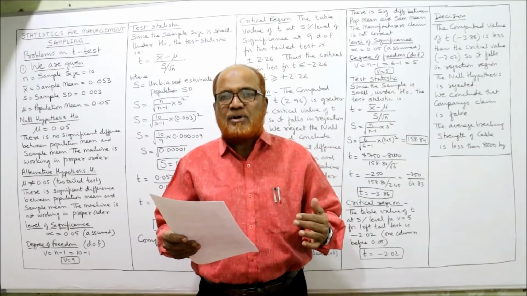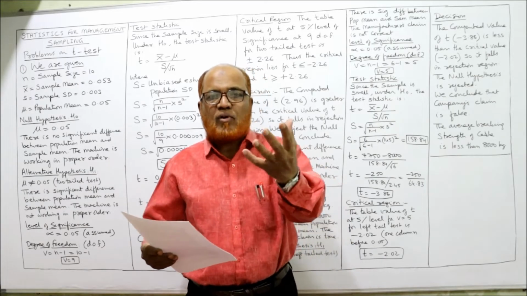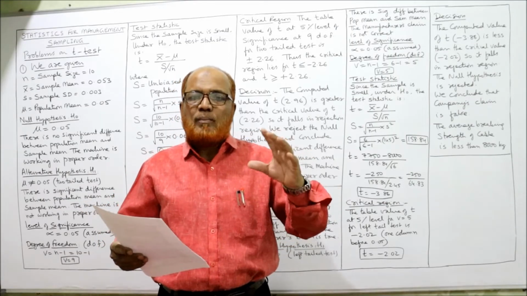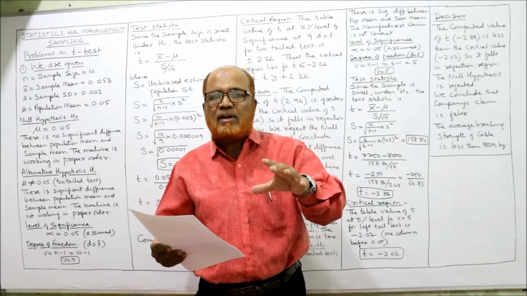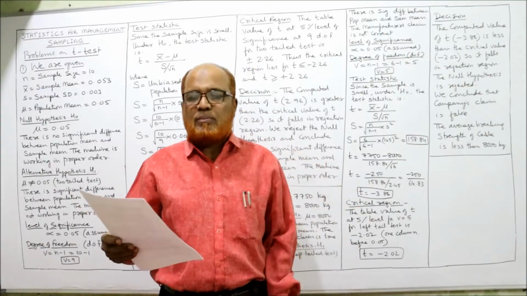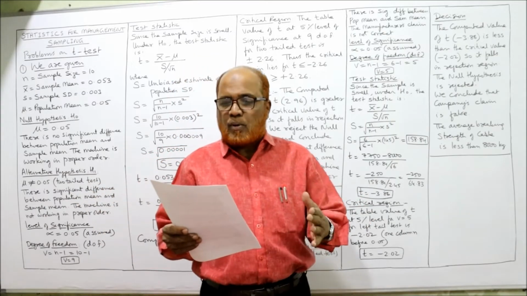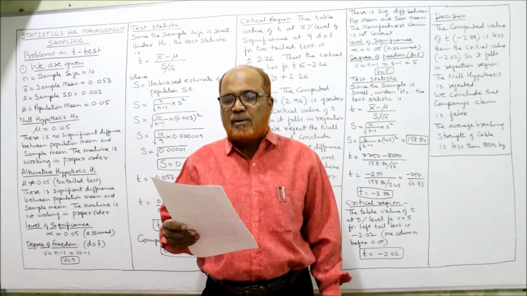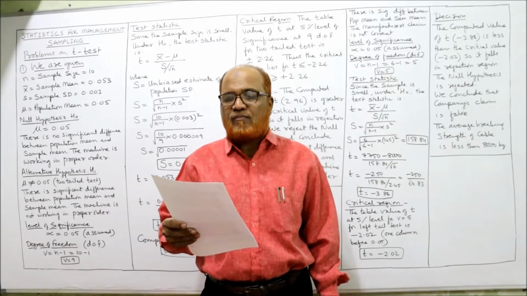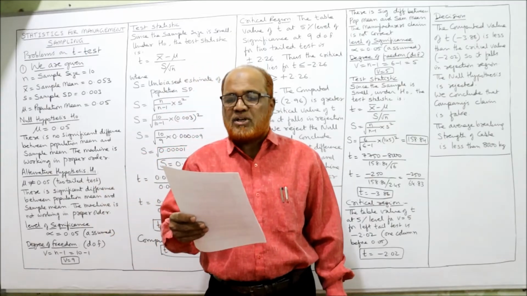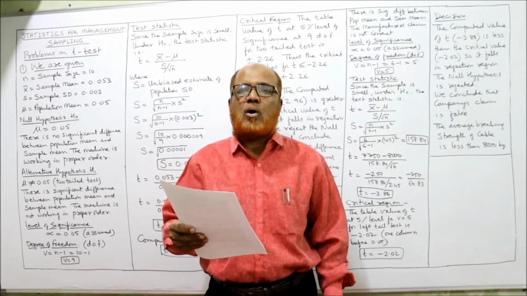To determine whether the machine is in proper order, that means the washers are produced by the machine, the machine settings are such that every washer should have a mean thickness of 0.05 inches. That is the population mean. To determine whether the machine is in proper order, a sample of 10 washers is taken, of which the mean thickness is 0.053 inches and the standard deviation is 0.003. Test the hypothesis that the machine is working in proper order.